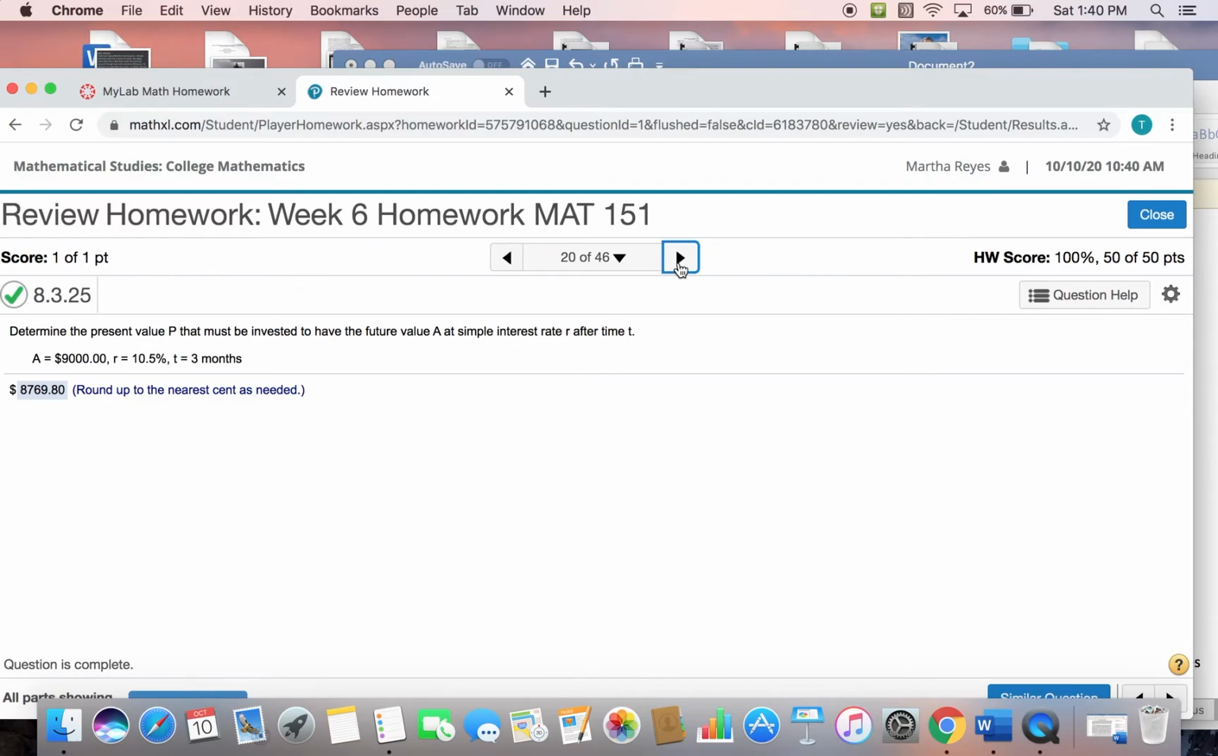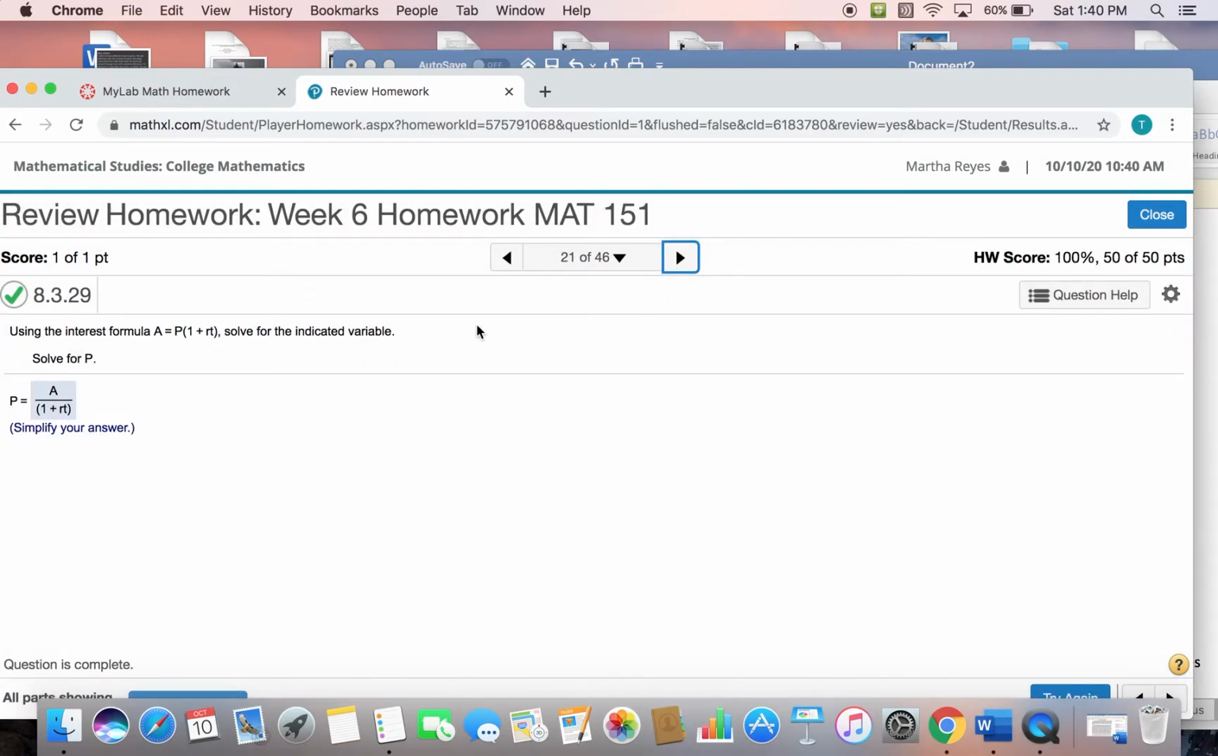And this is exactly the same kind of thing. You'd be converting the 3 months to 1/4 when you go to multiply it. Okay. This is just asking you to manipulate how to solve for P. All you do is divide A by 1 plus RT.